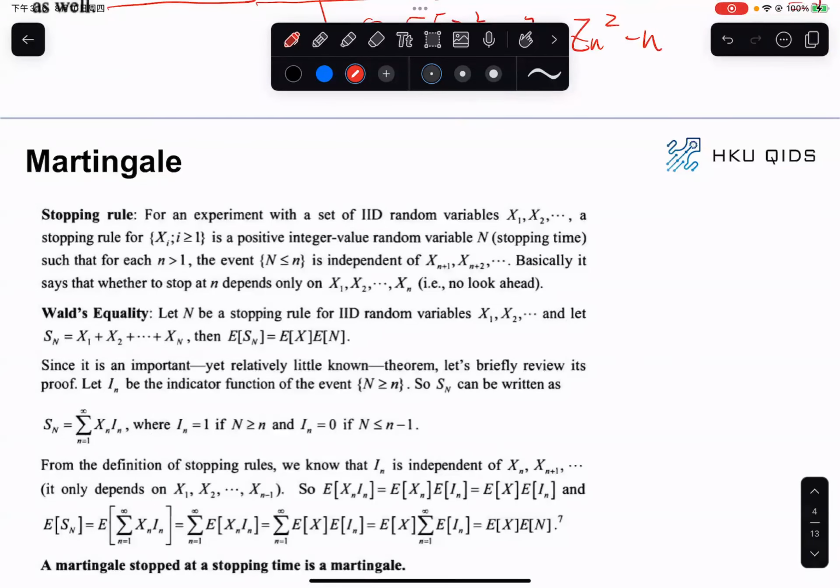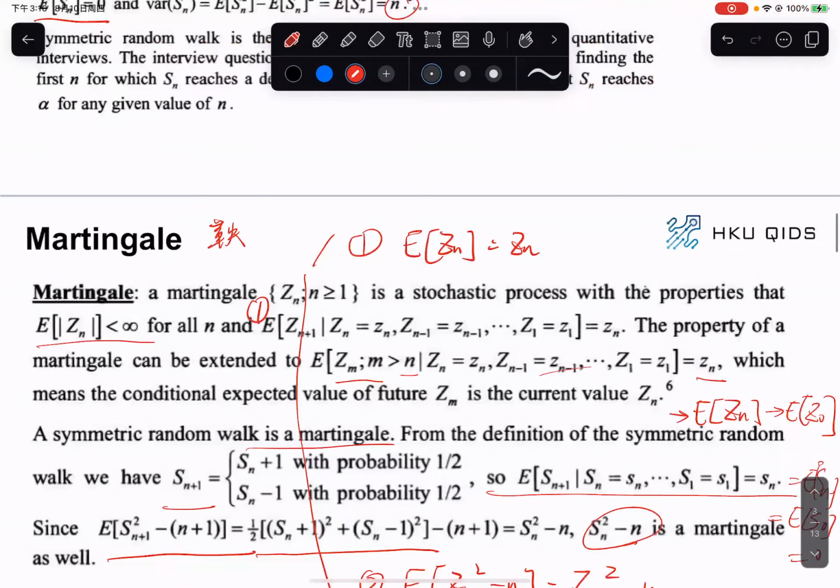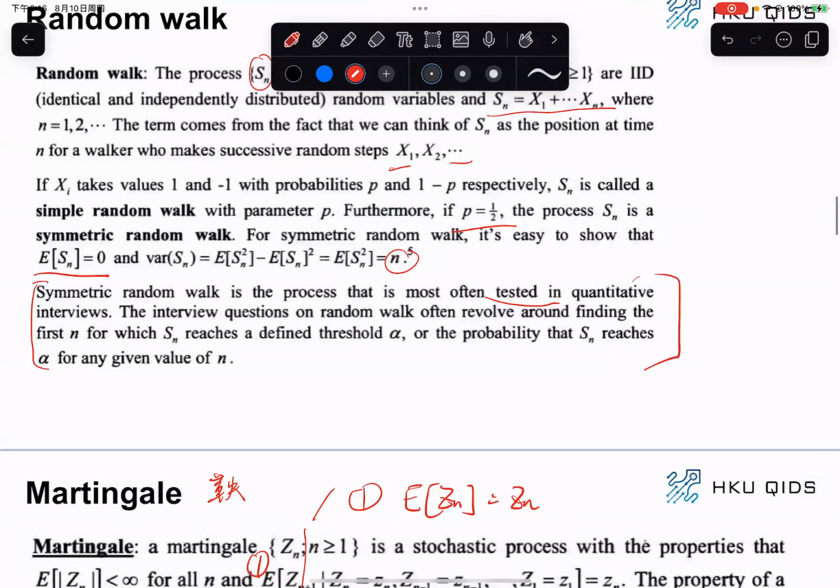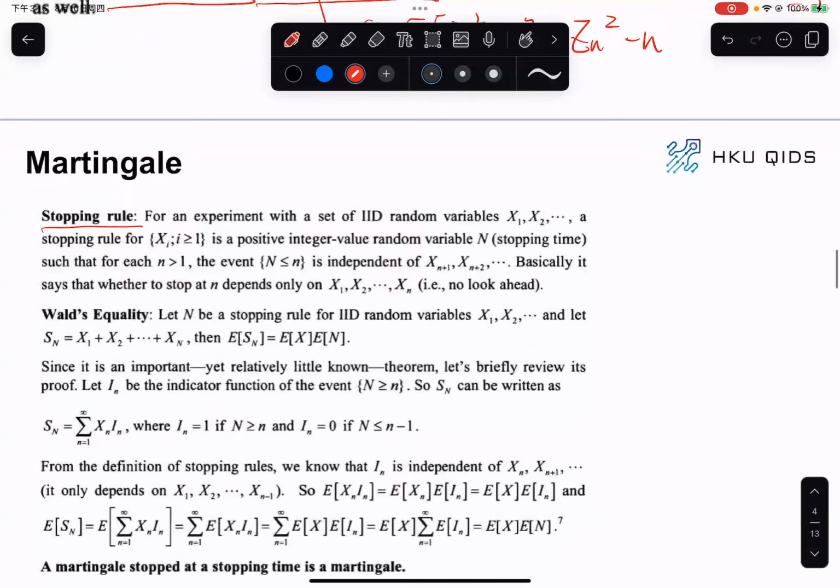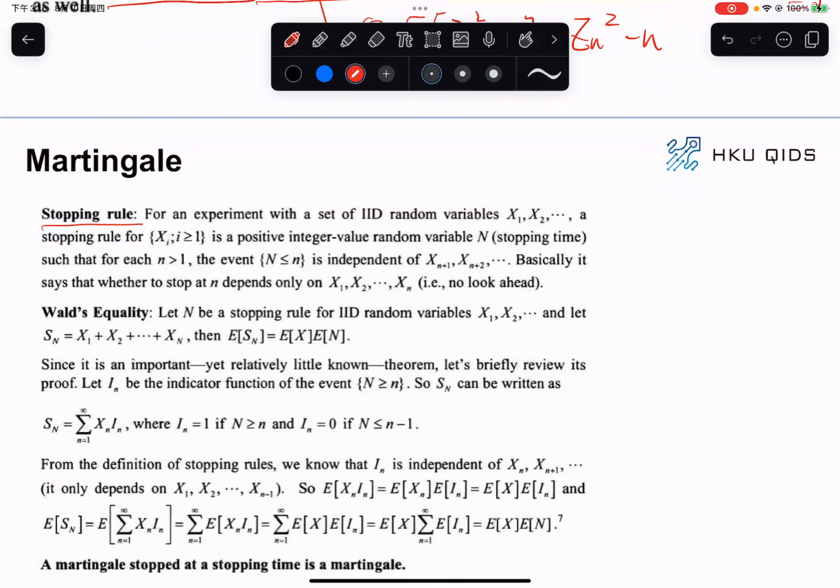Now let's talk about the stopping rule. Basically, the stopping rule is the concept I just discussed. For an experiment with a set of IID random variables X_1, X_2, there should be a stopping rule such that once X_i reaches some level or touches some threshold, the whole process stops. Whether to stop at n depends only on X_1 all the way to X_n. It is not related to any future states, like X_{n+1} or X_{n+2}.